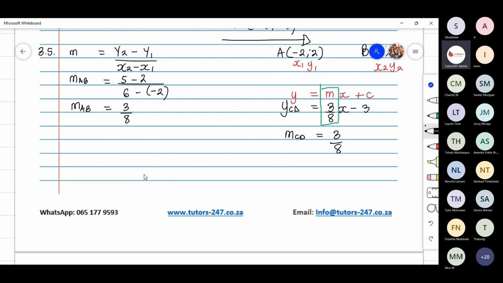So we can therefore conclude that the gradient of AB is equal to the gradient of CD, which then means that the line AB is parallel to CD because their gradients are equal, which then means that therefore ABCD is a parallelogram. Okay.